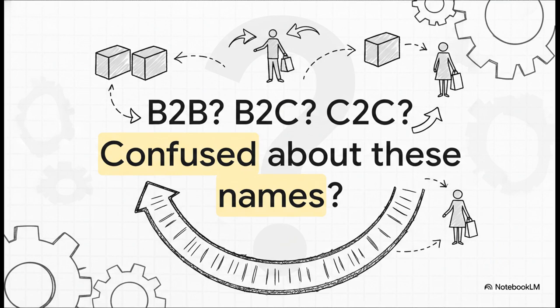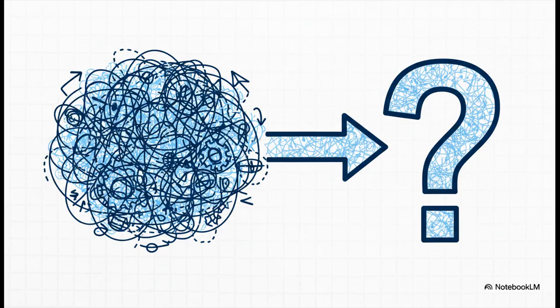Yeah, I know what you're thinking. You see these letters everywhere, right? Especially if you're studying for an exam. B to B, B to C, C to C. It honestly feels like some kind of secret code. But hey, don't you worry because today we are going to crack that code together. And you know what? It's actually way easier than you think.